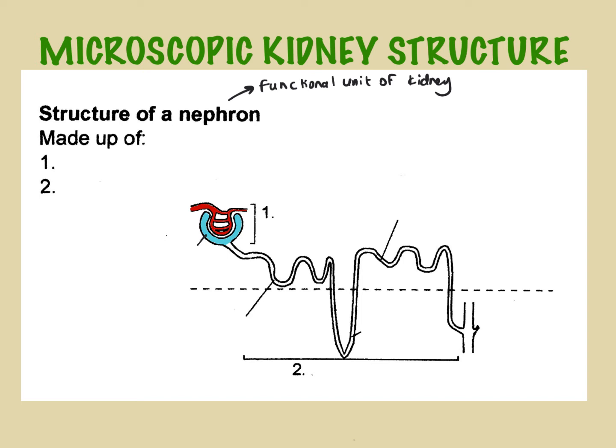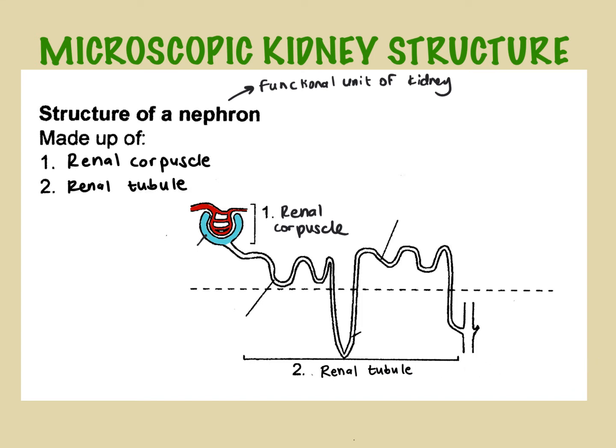So the nephron is made up of two major parts. The first part is the renal corpuscle, which is shown by bracket number 1, and the second part is the renal tubule. The renal corpuscle can also sometimes be called the Malpighian body, but I find it easier to keep the terms more simple. So the renal corpuscle also has two parts.